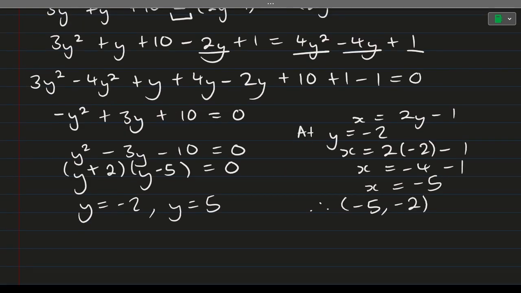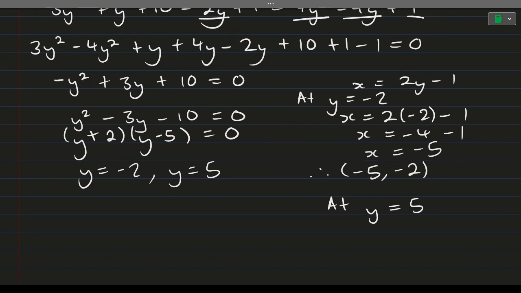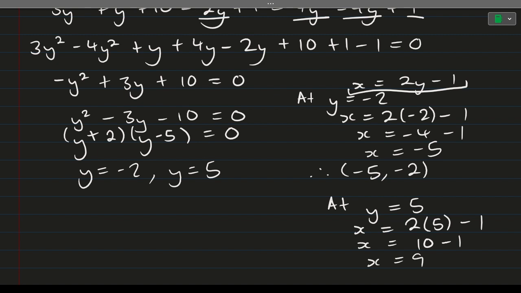Now let's evaluate at y is equal to 5. That would be x is equal to, remember we're using this equation here, x is equal to 2, replace y with 5, minus 1. And this becomes x equals 10 minus 1, x equals 9. Therefore, the coordinates are 9, 5. And this would be your final answer.